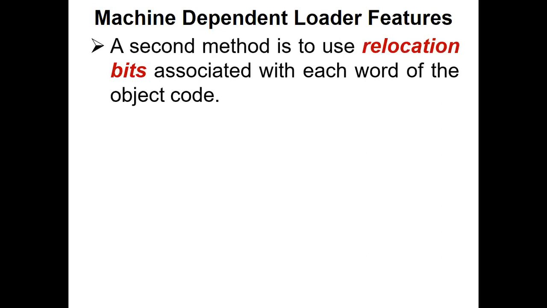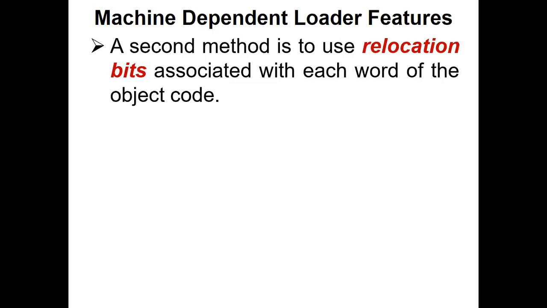So there is a second method which does not use modification records, but uses what we call relocation bits. Each bit is associated with a machine language instruction. So if you have 10 machine language instructions, it means that you will have 10 bits. So instead of writing a record, this time you write only a bit. You see that is a very good method.